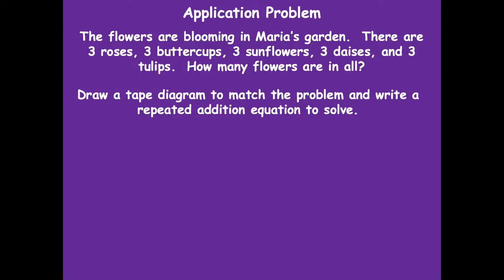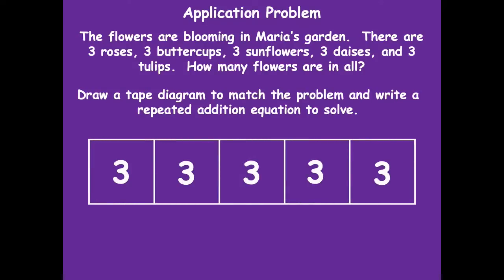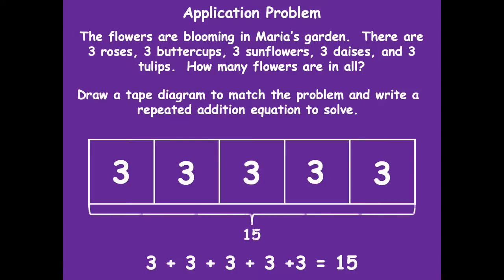All right, friends, pause if you need more time. Otherwise, here we go. Here is my tape diagram. My first group is the 3 roses. The next group is the 3 buttercups. The middle group is my 3 sunflowers. The next group is the 3 daisies, and the last group represents 3 tulips. There are 5 groups total between the flowers, and there's 3 flowers in each group. My repeated addition would be 3 plus 3 plus 3 plus 3 plus 3 equals 15. So there's a total of 15 flowers in all.